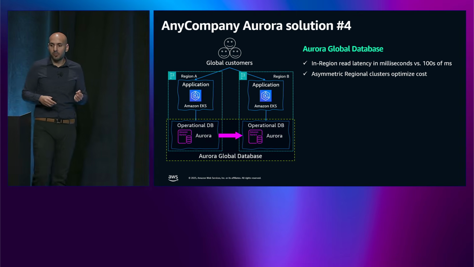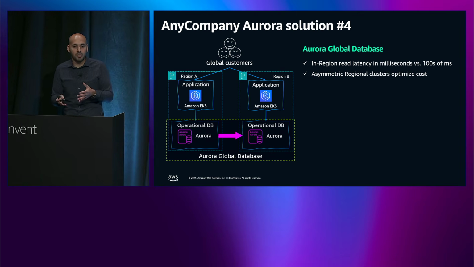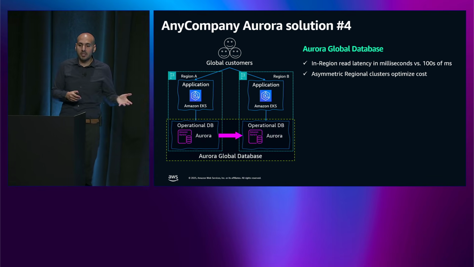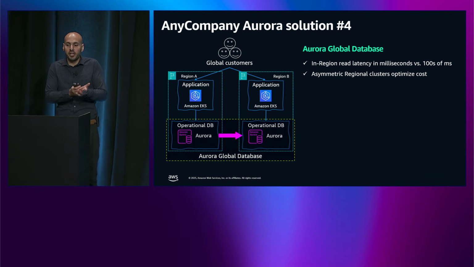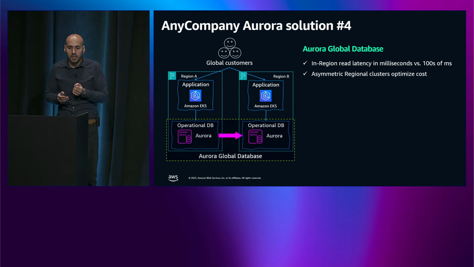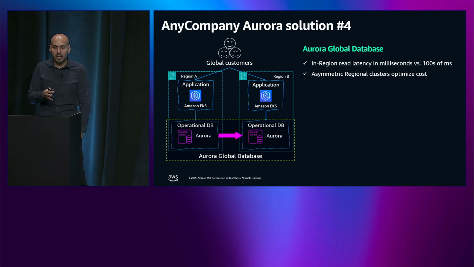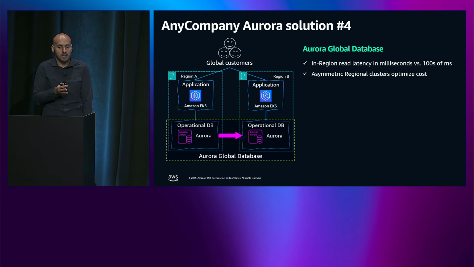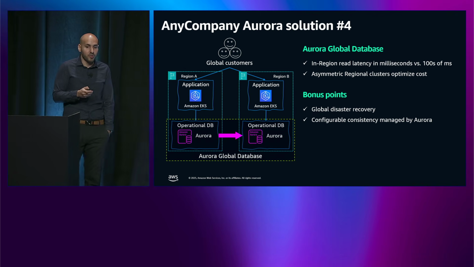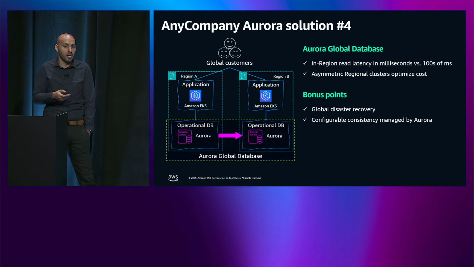So to summarize, by switching the previous handmade solution, which was based on logical replication, to Aurora Global Database, any company is now able to achieve in-region fast local reads with millisecond latencies instead of hundreds of milliseconds. And they're able to optimize cost by using different instance types rather than using symmetrical clusters. And for some pretty nice bonus points, they also got disaster recovery with an RPO of 1 second.